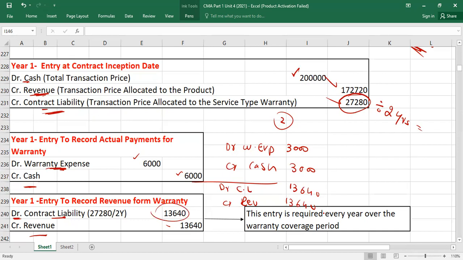Now I'm going to show you some questions for the warranty.